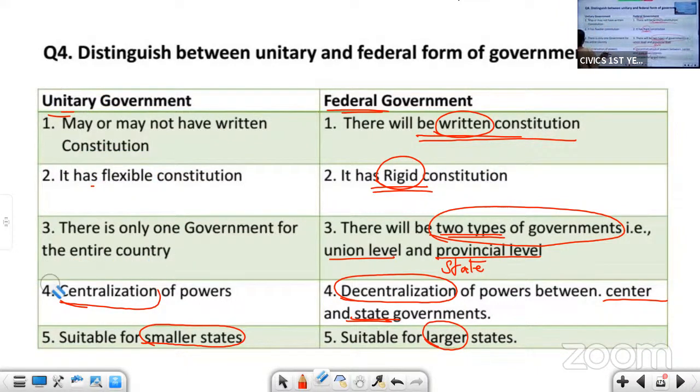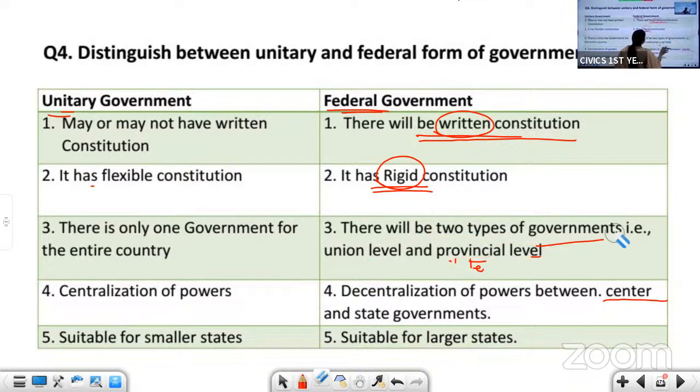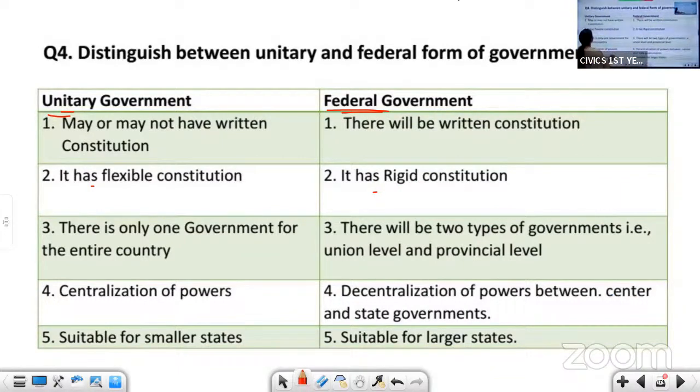Just note the keywords. Unitary government is opposite to the federal government. We will discuss the keywords again. What is a unitary government? It is one government for the whole country, whereas federal government will have two types of government, that is union or central government, and provincial or state government. You will have two governments.